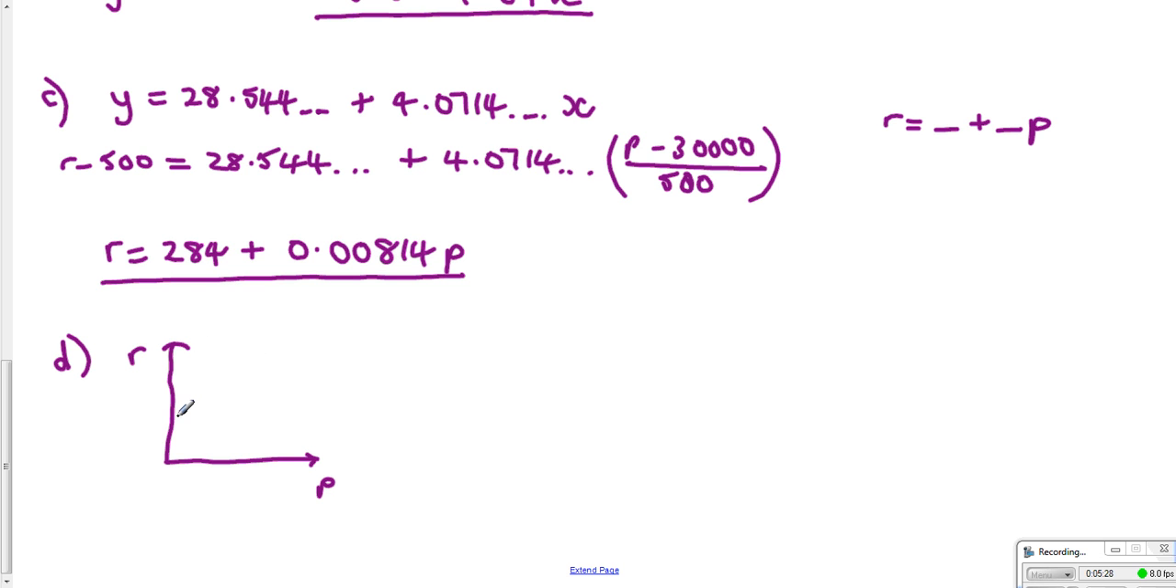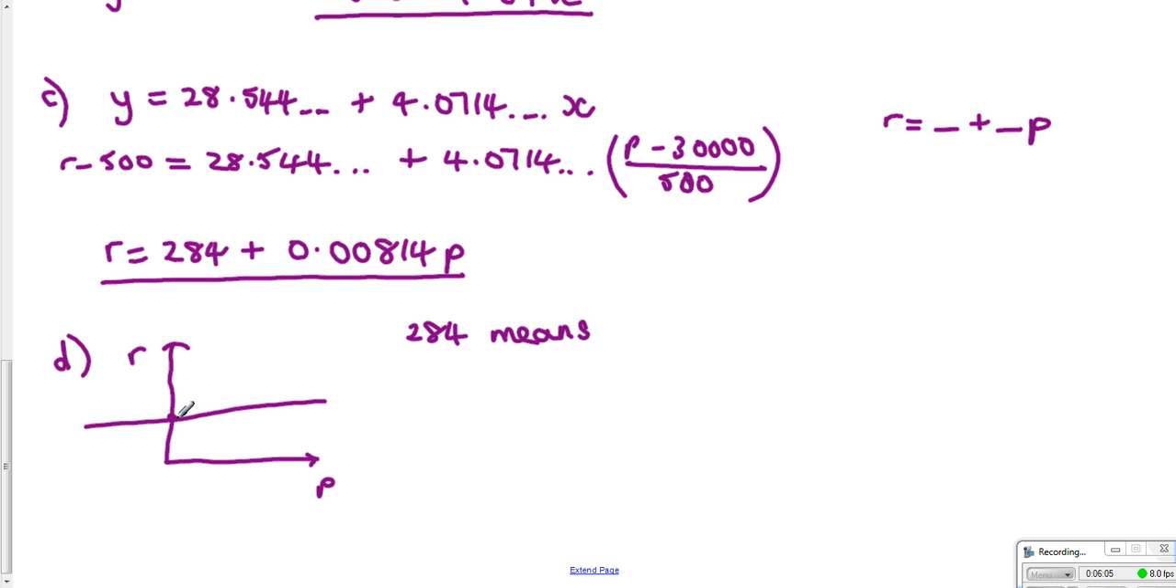We've worked out this regression line. 284 is the y-intercept, or in this case, the r-intercept. And this is the gradient. It's a really, really shallow gradient. Very, very small number. So what does 284 actually mean? 284 is the y-intercept. This is the point at which P is 0. P is the number of papers sold. So what that tells us is that if we sold no newspapers, this company would still get 284 phone calls.